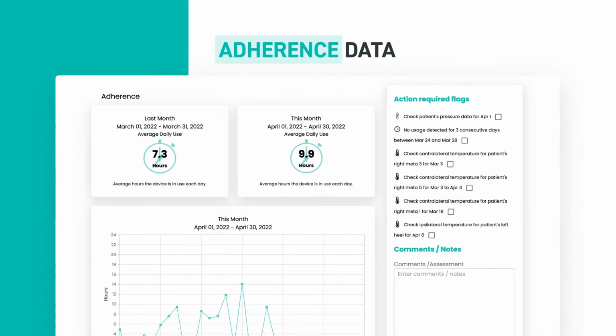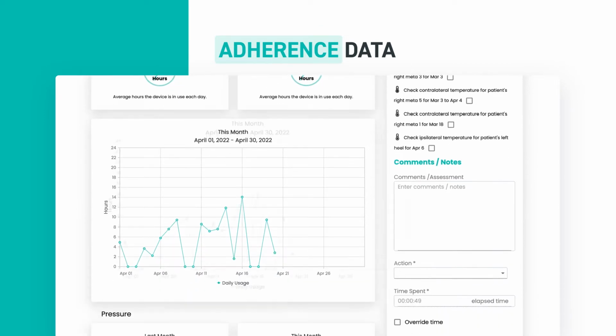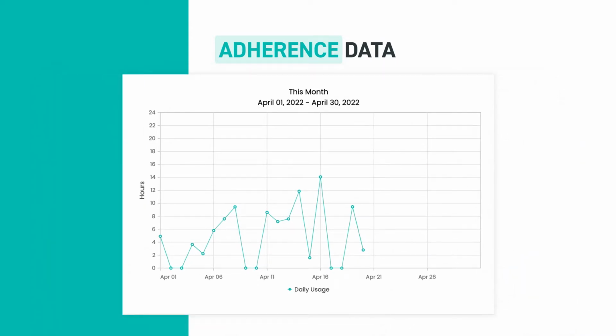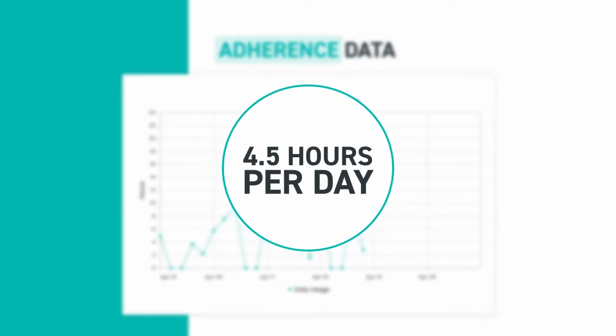The Adherence screen will let you assess hours of daily use for the previous month and compare it to the current month usage. It will also provide a trend line showing the daily breakdown of usage for the current month. The sensory insoles should be worn as much as possible, but at a minimum, 4.5 hours a day.